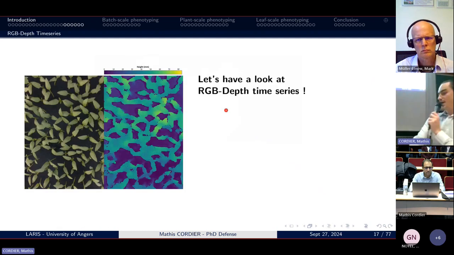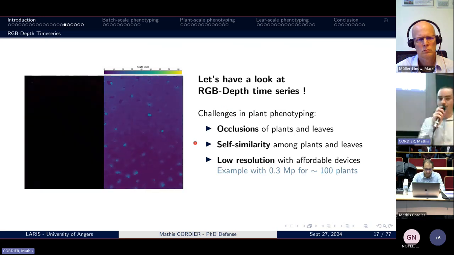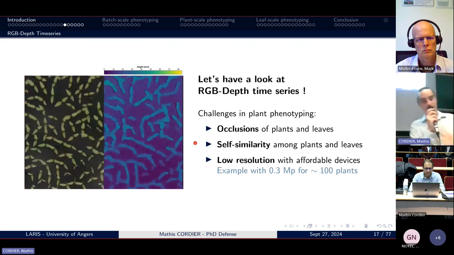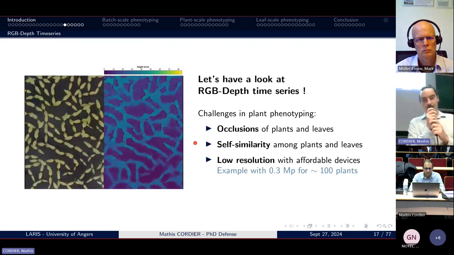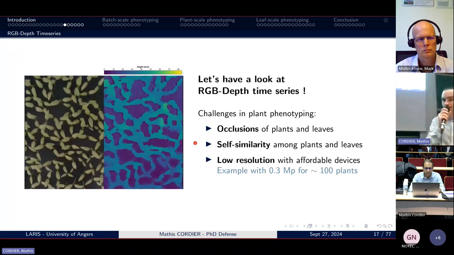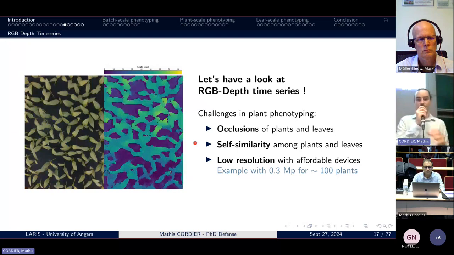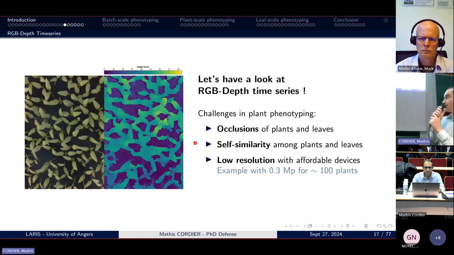So I propose now that we can have a look at such time series. As we can see here, we have a lot of challenges in plant phenotyping, and these time series are very challenging because we have a lot of occlusions between the plants and between the leaves. We also have a very important similarity among the plants and among the leaves. And moreover, we also have quite low resolution images with the affordable devices that we use.